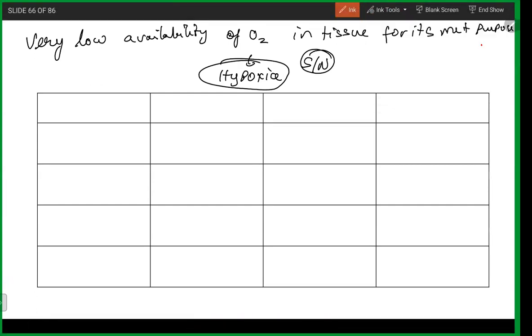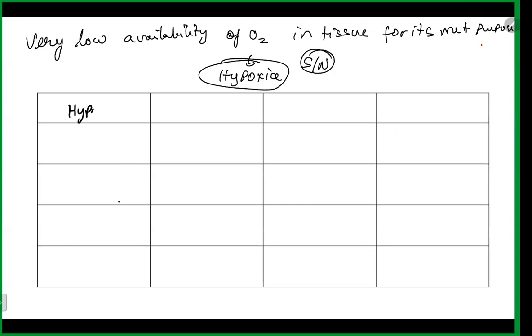Okay, let's start. So hypoxia. There are 4 different types of hypoxia. What are the 4 different types? Hypoxic hypoxia, anemic hypoxia, histotoxic hypoxia, and stagnant hypoxia.